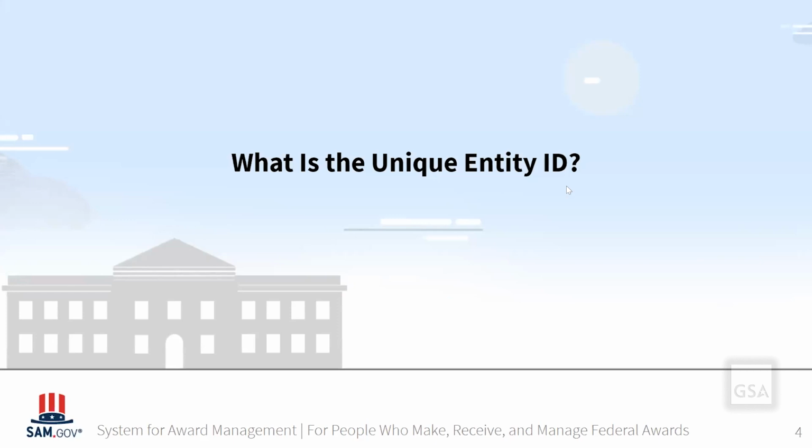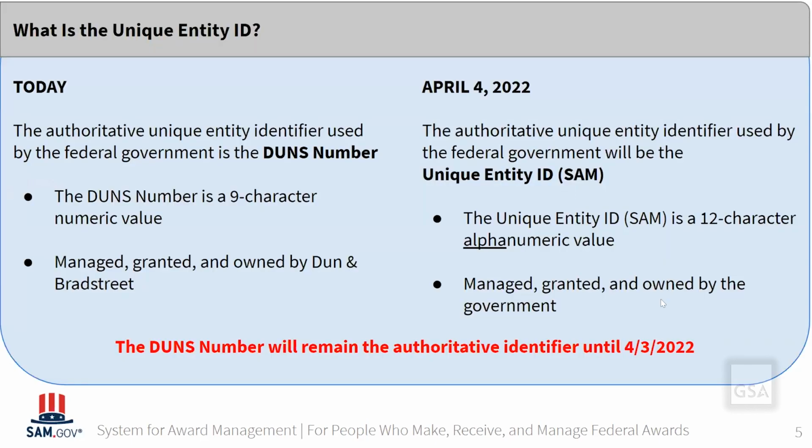And so in here, the unique entity ID today, and has been, the DUNS number. And so this is the authoritative unique entity identifier used by the federal government. And again, today and prior, it is the DUNS number. The DUNS number is a 9-character numeric value, and it's managed, granted, and owned by Dun & Bradstreet. So a lot of our documentation and things right now, when you start off a registration or even to get UEI, it's going to be like, hey, you need a DUNS number and you have to go over Dun & Bradstreet to get it. Our validations are against Dun & Bradstreet. It's all of that heavy connection right there.